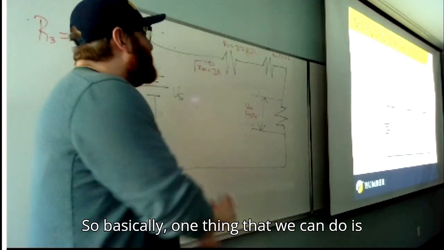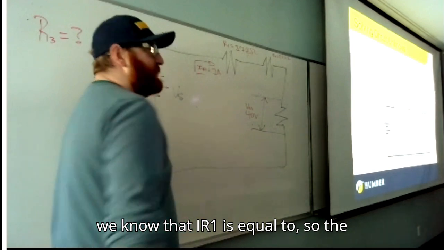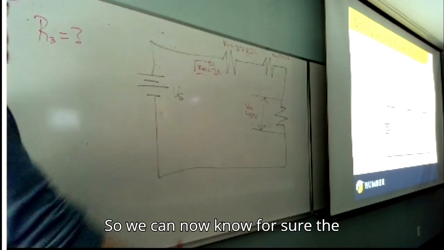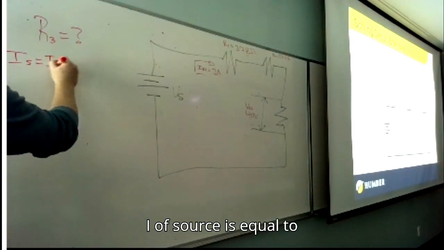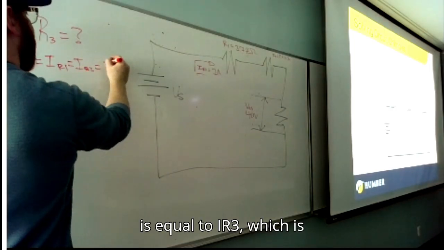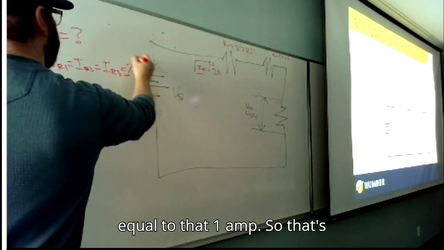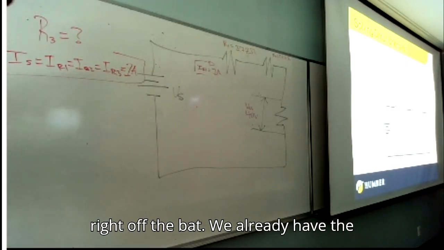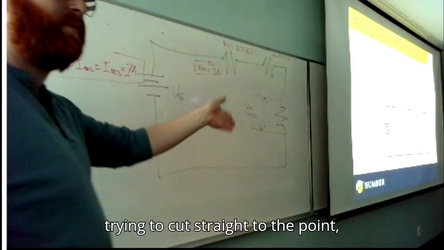Cool. So basically, one thing that we can do is we know that the current of R1 is equal to 1 amp. So we can now know for sure that I of the source is equal to I of R1, which is equal to I of R2, which is equal to I of R3, which is equal to that 1 amp. So that's one property that we can take advantage of, so we know all of those right off the bat. We already have the resistance for those guys, but we're trying to cut straight to the point, right?